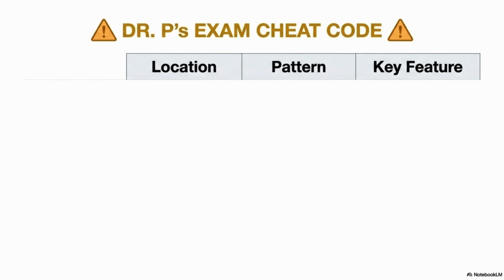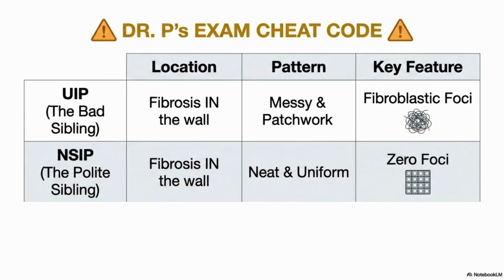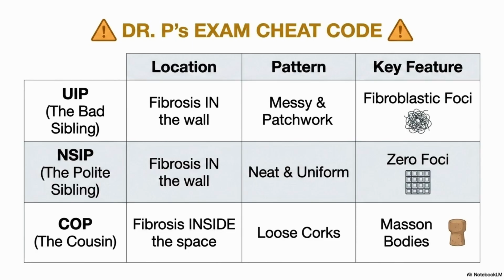It's time for Dr. P's exam cheat code. Let's log this in by comparing our three entities. First, UIP, the bad sibling. The location of fibrosis is in the wall, the pattern is messy and patchwork, and the key feature is fibroblastic foci. Second, NSIP, the polite sibling. The fibrosis is also in the wall, but the pattern is neat and uniform with zero foci. Finally, COP, the cousin. The fibrosis is inside the space acting like loose corks, and the key feature you must look for are meson bodies.